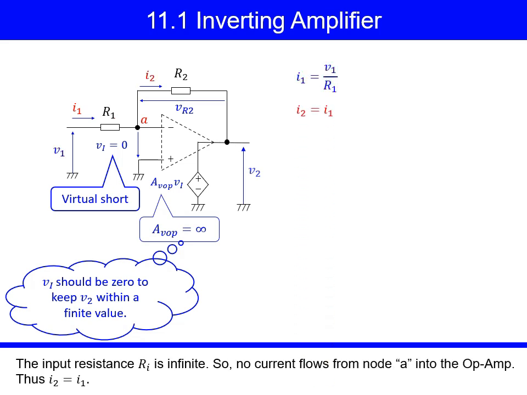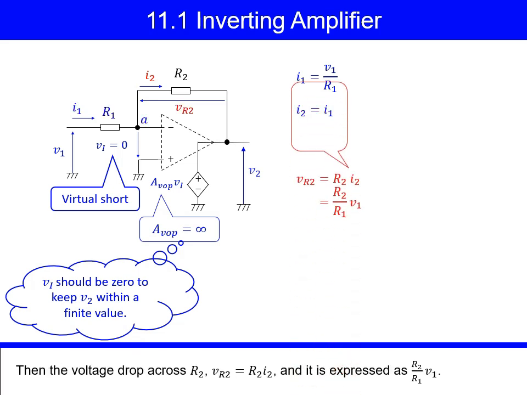The input resistance Ri is infinite. So, no current flows from node A into the op-amp. Thus, I2 equals I1. Then the voltage drop across R2, VR2, equals R2·I2, and it is expressed as R2 over R1 times V1.